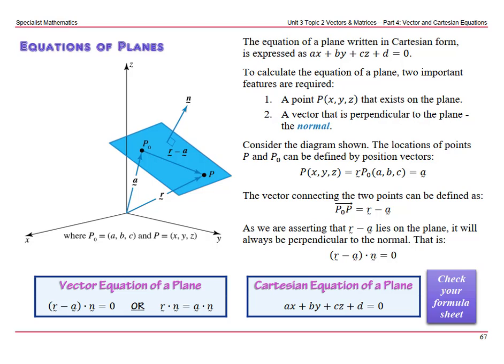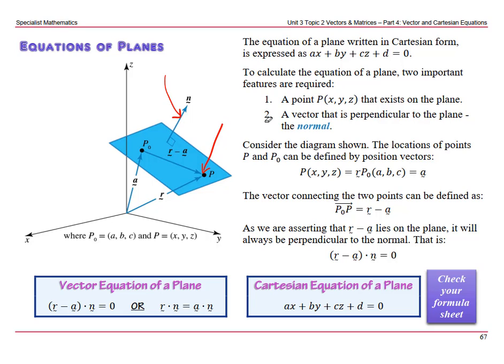Now, equations of planes. The equation of a plane written in Cartesian form is expressed as ax + by + cz + d = 0. To calculate the equation of the plane, two important features are required. We need a point P(x, y, z) that exists on the plane, so you can see that in our diagram, and a vector that is perpendicular to the plane, that is the normal, which you have there.